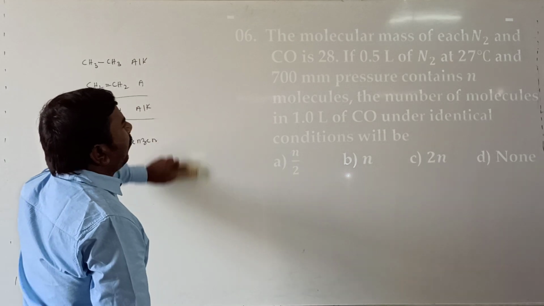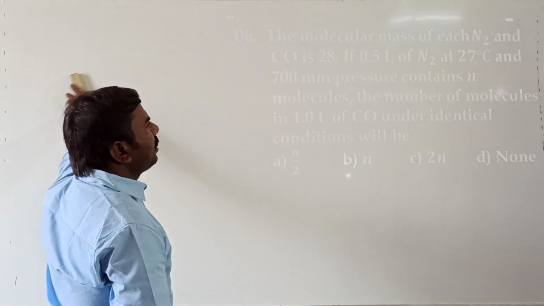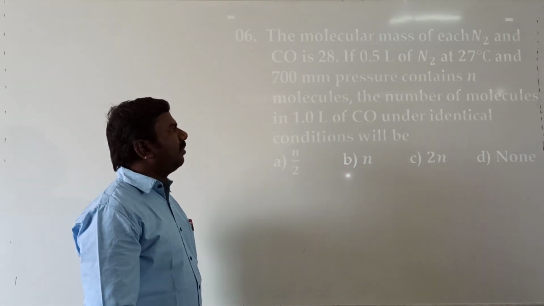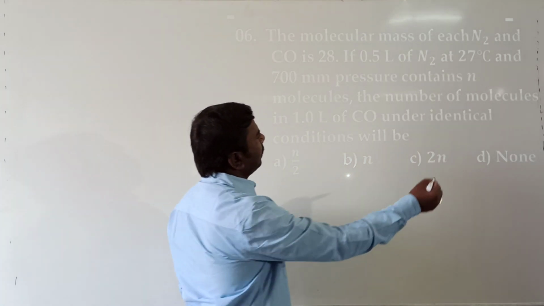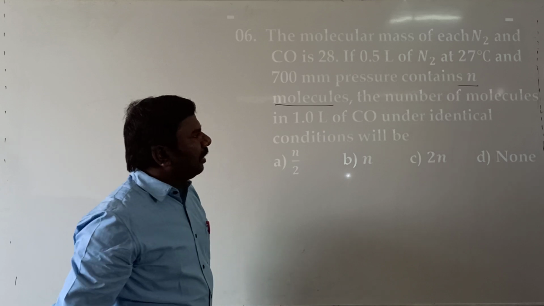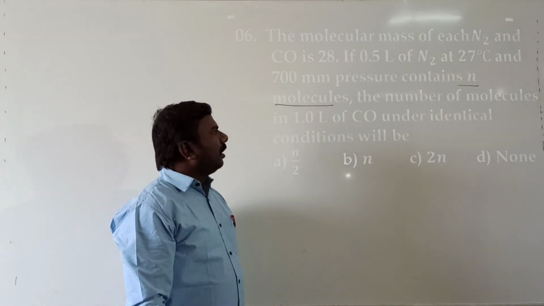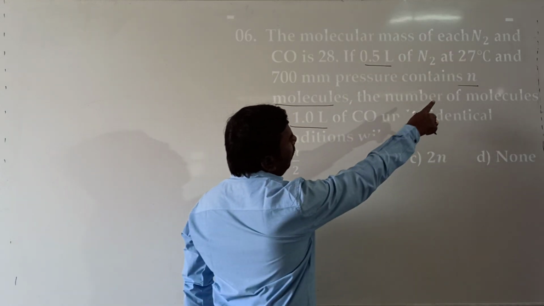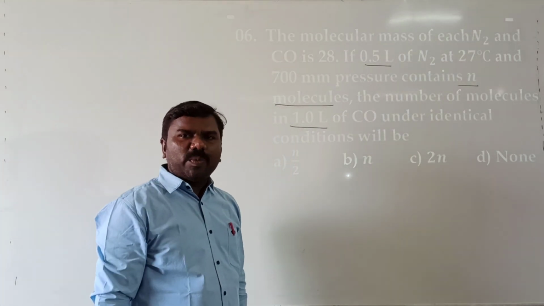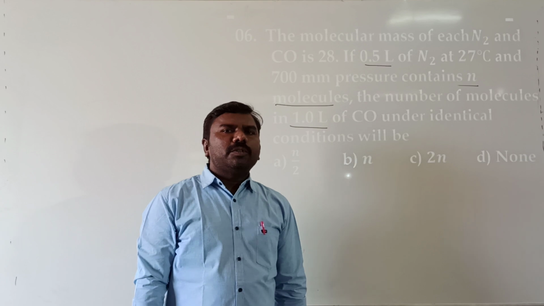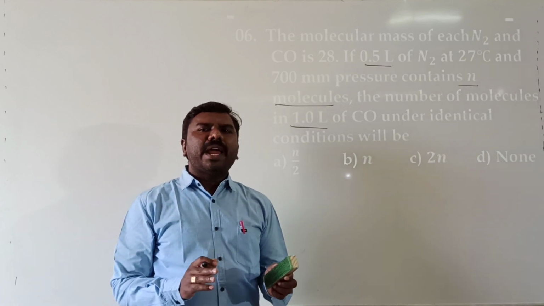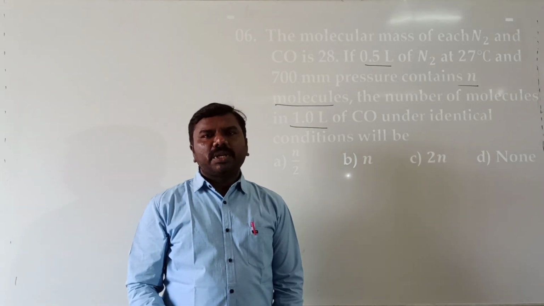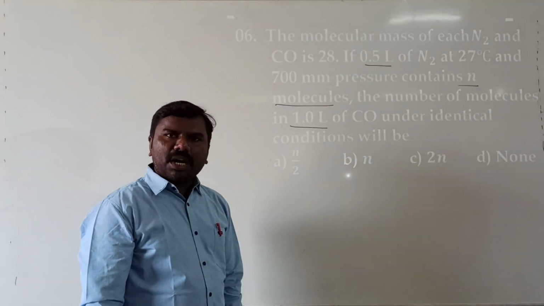The molecular mass of each nitrogen and CO is 28. If 0.5 liters of N2 at 27 degrees Celsius and 700 mm pressure contains N molecules, find the number of molecules in 1 liter of CO under identical conditions. Volume is given two times, the number of molecules of N is given, and we need the number of molecules for the other. Students, here we should know the relation between volume and number of moles or molecules. The remaining conditions are identical, so the law applicable is Avogadro's law.